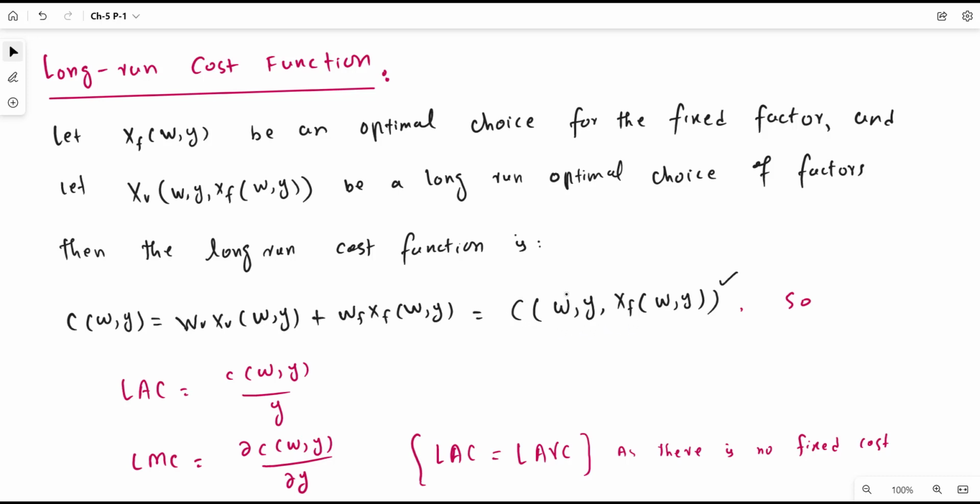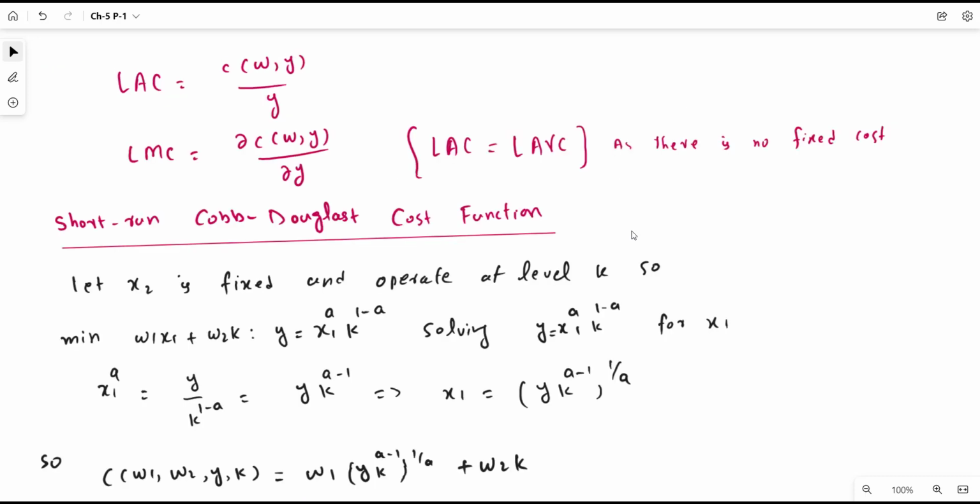Cost is a function of the input prices, output, and optimized fixed input. So if you want to calculate the long run average cost, total cost is divided by the units of output, right? And if you want to calculate marginal cost in the long run, you take the derivative of the long run cost function with respect to output. What is important to note is that long run average cost is equal to long run average variable cost. This is so because there is no concept of fixed factor input in the long run.